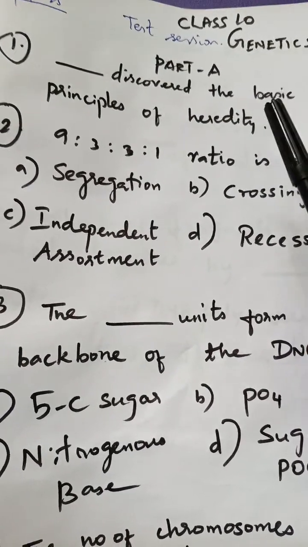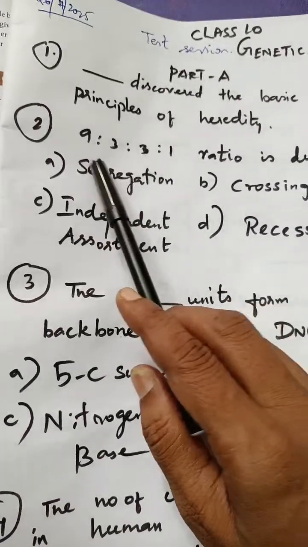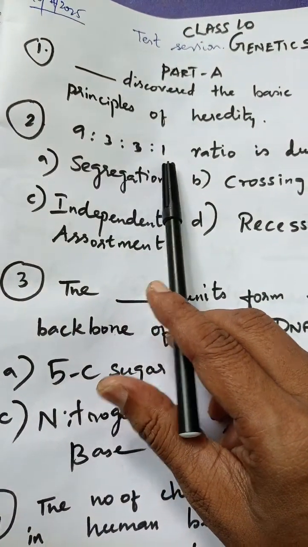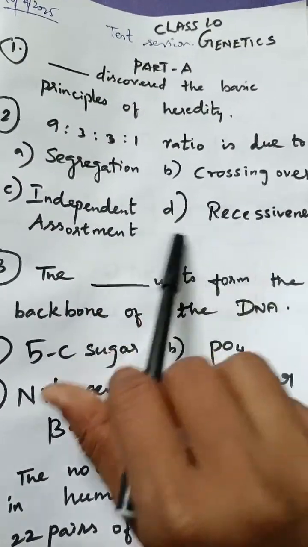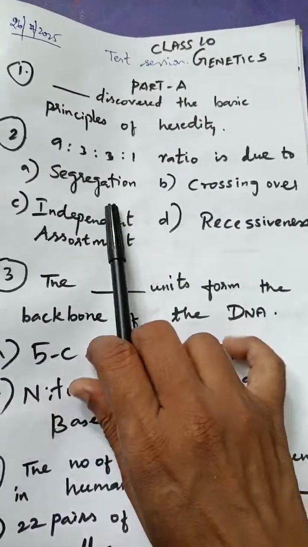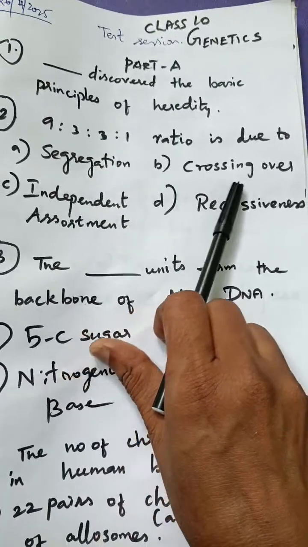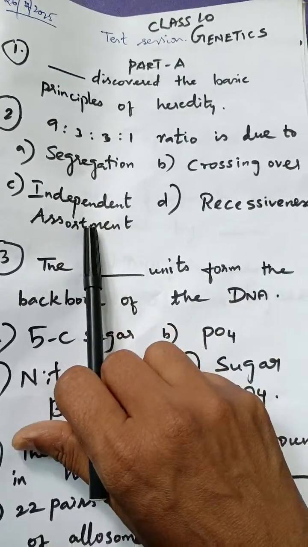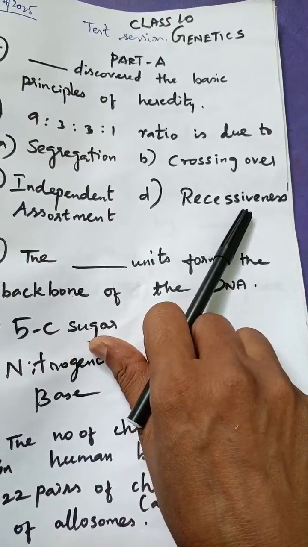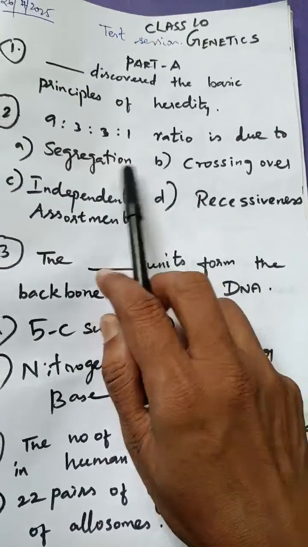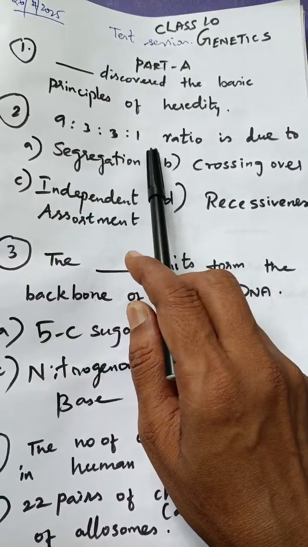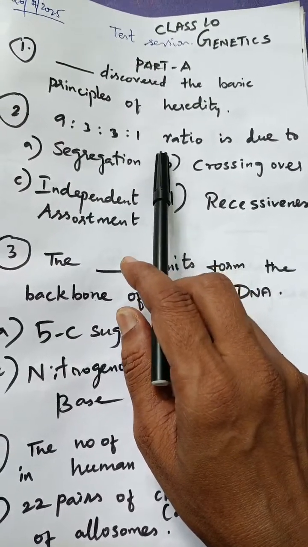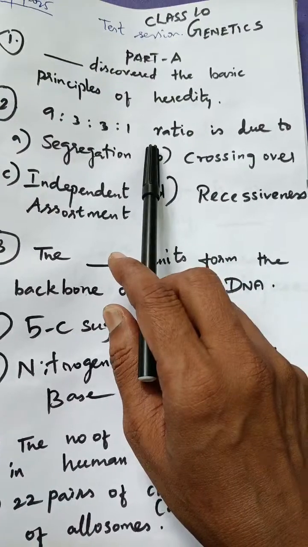And the next question is, the 9:3:3:1 ratio is due to, and I have given 4 options here: segregation, crossing over, independent assortment, and recessiveness. So this is the ratio. It's a dihybrid cross ratio, I think. Yes or no? Am I right?